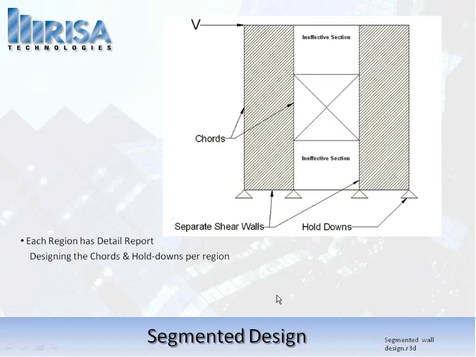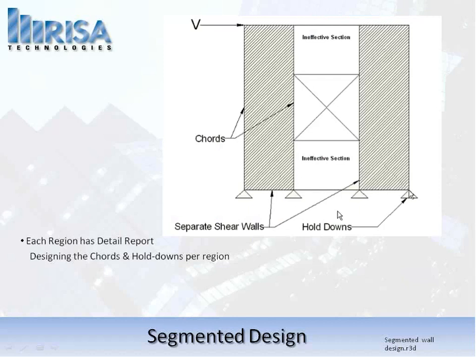For segmented design, each wall has its regions, as we mentioned, and each region has a chord defined on each side. Each region is going to be designed separately, and we're going to see a detail report for each region. They're basically like separate shear walls on each side of the opening. As we mentioned earlier, above and below an opening are not going to be designed. They are ineffective sections, so their shear levels drop down and they really can't resist a lot of shear, but we transmit the forces from one region to the next region that is an active region.